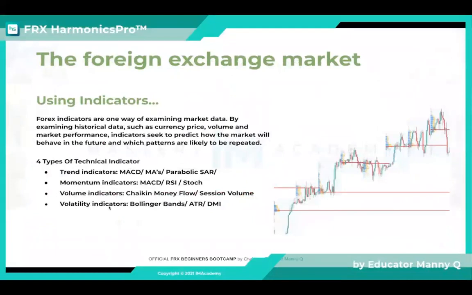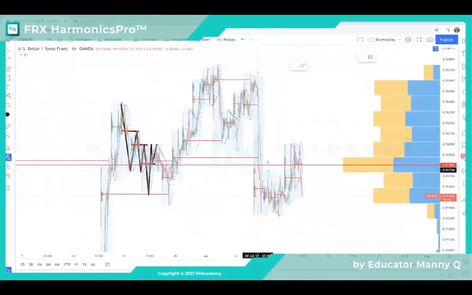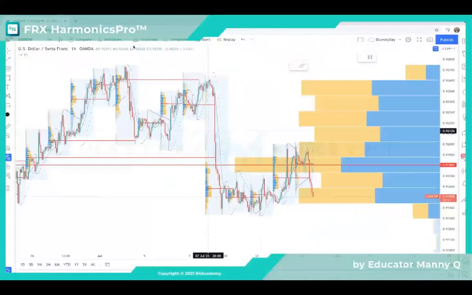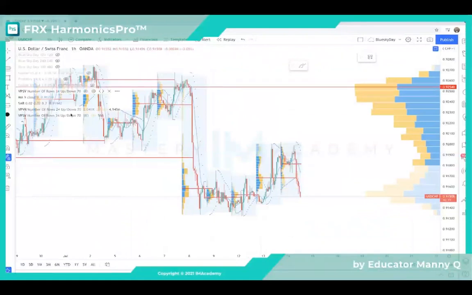And last but not least, you have volatility indicators such as the Bollinger Bands, the ATR, the average directional range, and things like the DMI, right? So let's come over here. Let's get rid of these things.